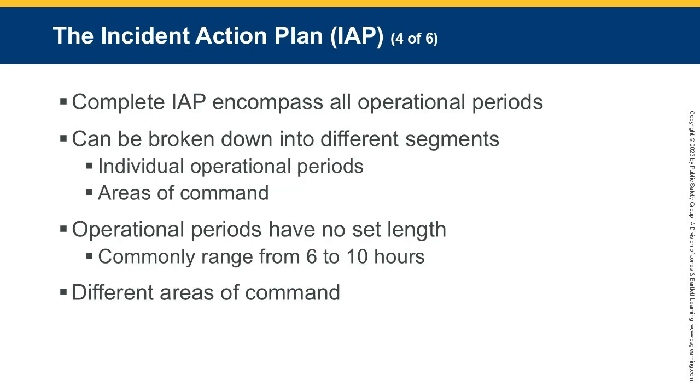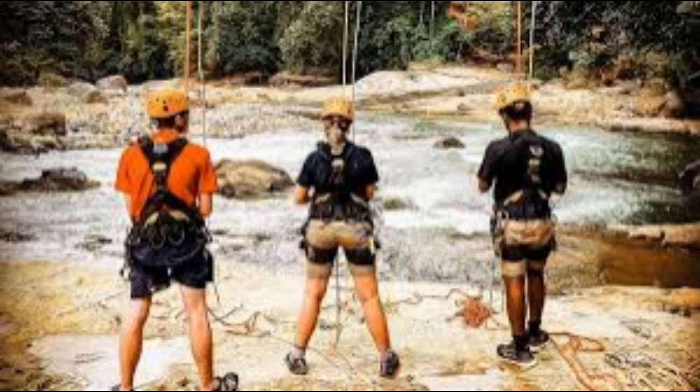When we talk about an incident action plan, we often hear the term operational periods. Think of these like chapters in a book. Each one has a start and end and a set of tasks that keep the story moving. A complete IAP encompasses all operational periods, meaning it's designed to cover the entire incident from start to finish.